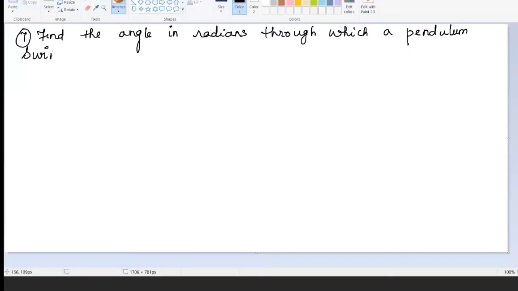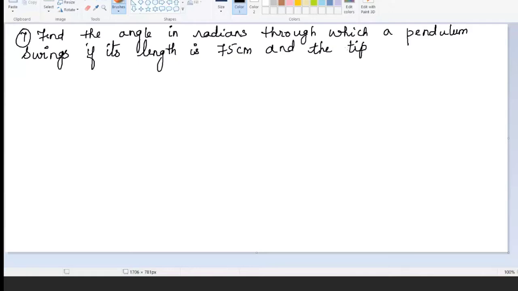Pendulum swings if its length, meaning the pendulum's length, is 75 centimeters, and the tip, that is where it rotates, describes an arc of length. Arc of length means this is the length of the arc.